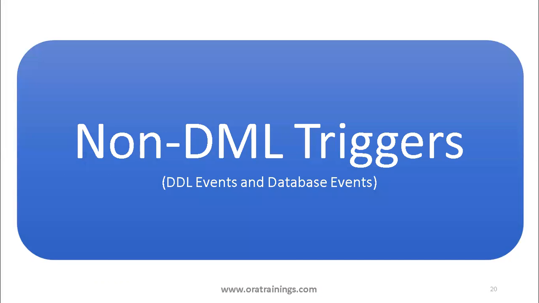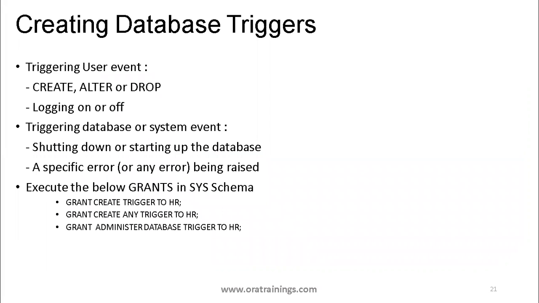Now coming to the next topic in our triggers, the non-DML triggers. So far we have just discussed the DML triggers, where your trigger gets fired whenever any DML event occurs. Non-DML triggers occur based on DDL events as well as database events. The triggering user events are create, alter, or drop of an object, or logging on or logging off your database, or shutting down.